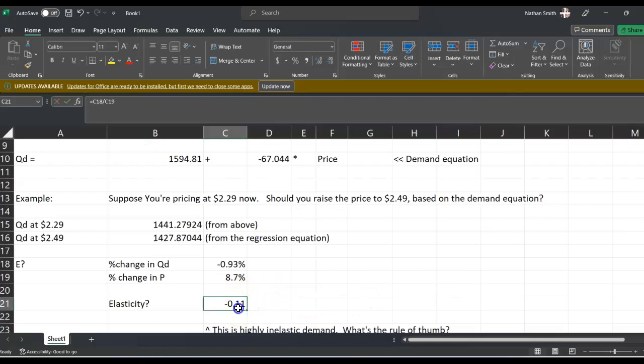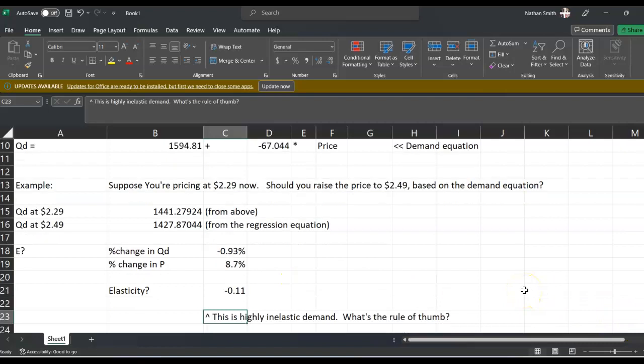What's the elasticity there? Remember, guys, the elasticity is simply the percent change in QD divided by the percent change in price. So in Excel, and again, let me show everyone how to do this. You would type equals percent change in QD, just literally click and highlight that cell. Then click the /, that's your divide by, and then click on the percent change in price cell. All right, minus 0.11.